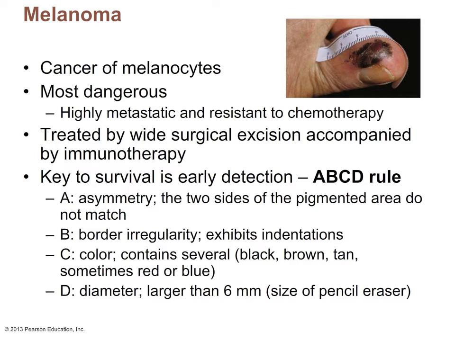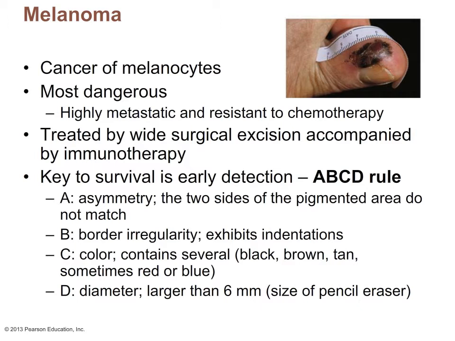Now, melanomas are also highly resistant to chemotherapy, and because they spread rapidly, surgical excision may not completely remove all the tissue. The key to survival for melanomas is, in fact, early detection, and that's where something called the ABCD rule comes in. The ABCD rule is a rule that can be used to evaluate a potential lesion or dark spot on the skin to see whether it has a likelihood to become cancerous.